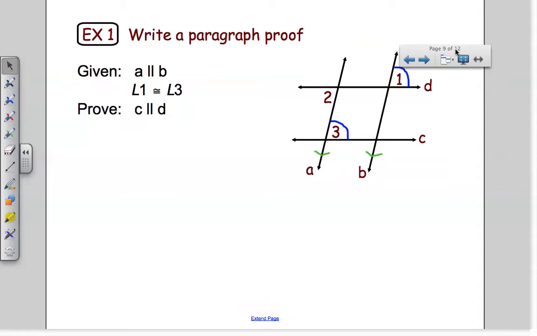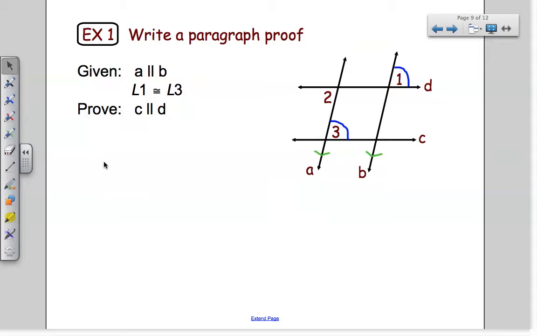So let's practice a paragraph proof here. And this one's fun. This is going to be complex here. We're given in this picture that A is parallel to B. And you see that they're marked with the arrows. A is parallel to B. I'm given that angles 1 and 3 are congruent. Those are marked. And ultimately, I'm trying to prove that lines C and D are parallel.